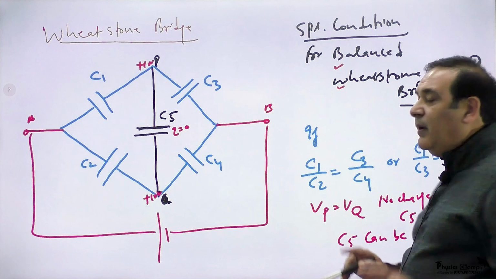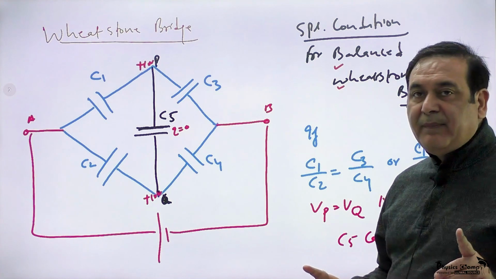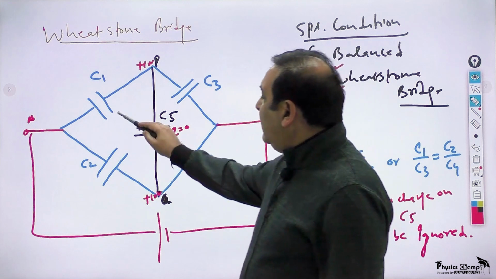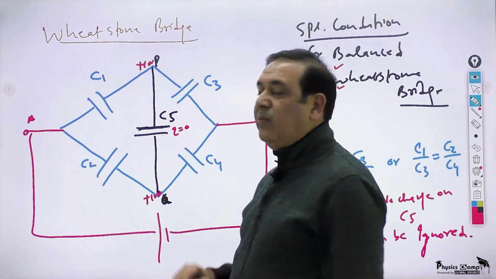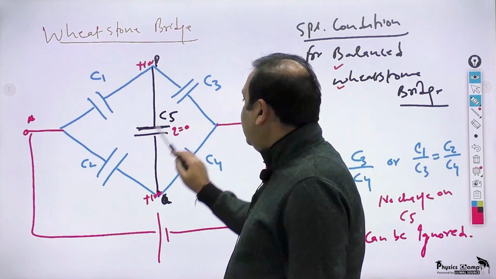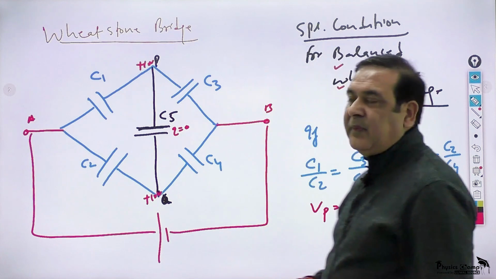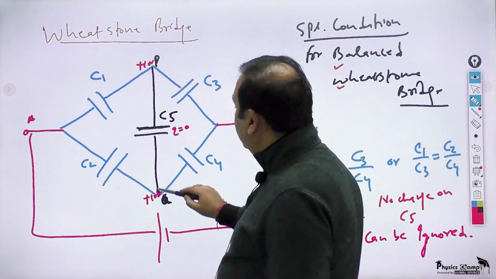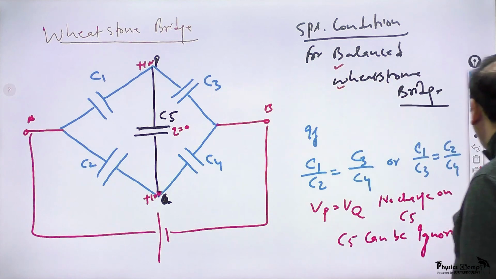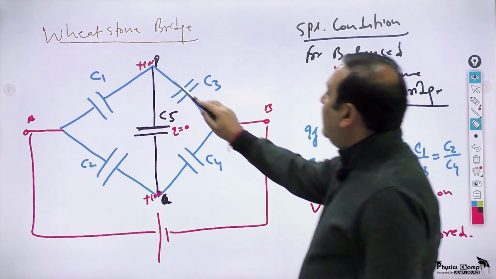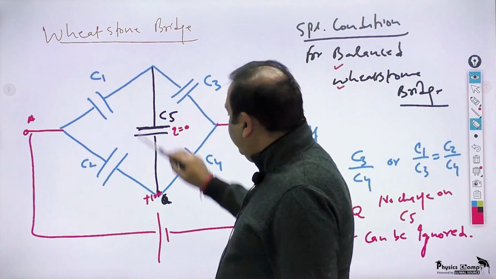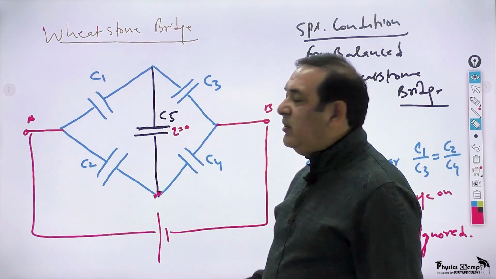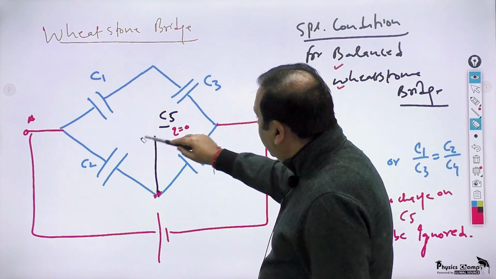So this is a very special situation in a Wheatstone bridge. If you find that C1 by C2 is equal to C3 by C4 or C1 by C3 is equal to C2 by C4, then in that condition potential of P is equal to potential of Q. That means no charge will be accumulated on C5, thus C5 can be ignored.